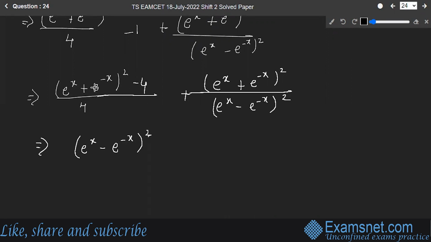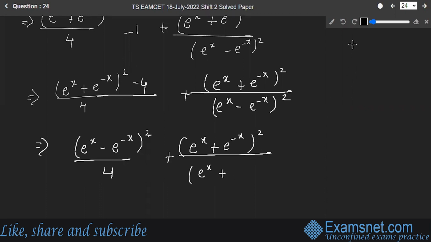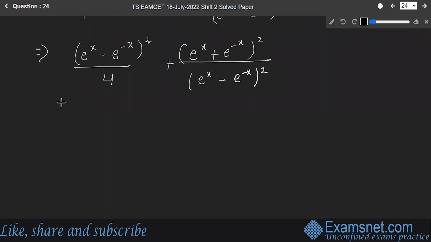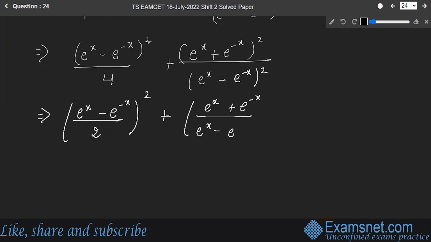Minus 2 will come inside, and it will change like plus 2 minus 4 will become minus 2, and this term will become (e raised to power x minus e raised to power minus x) whole square upon 4. Okay, this is same, I will not change this. E raised to power minus x square. So further, this is equal to ((e raised to power x minus e raised to power minus x) upon 2) square plus (e raised to power x plus e raised to power minus x) upon (e raised to power x minus e raised to power minus x) whole square. And this is equal to sinh square x plus coth square x.